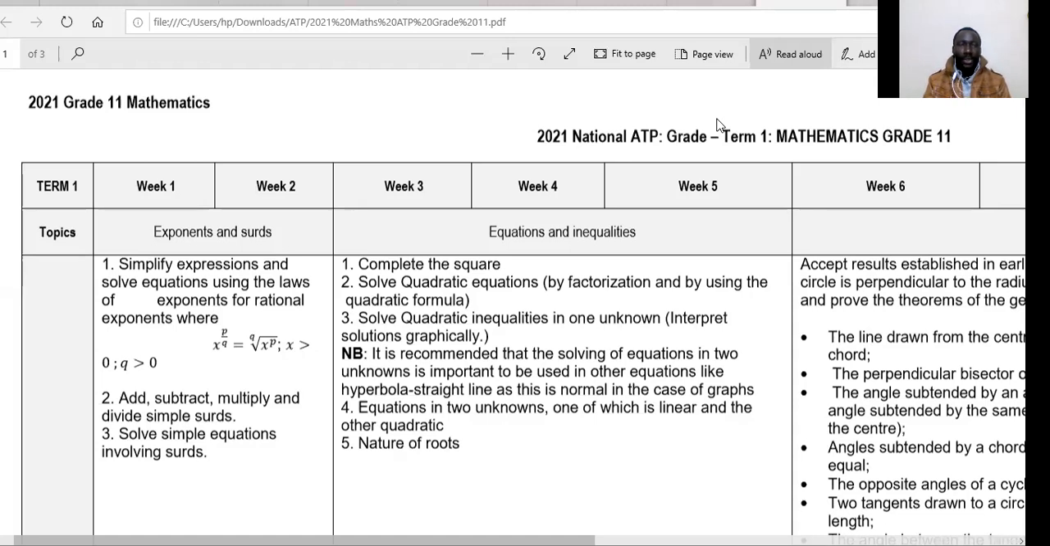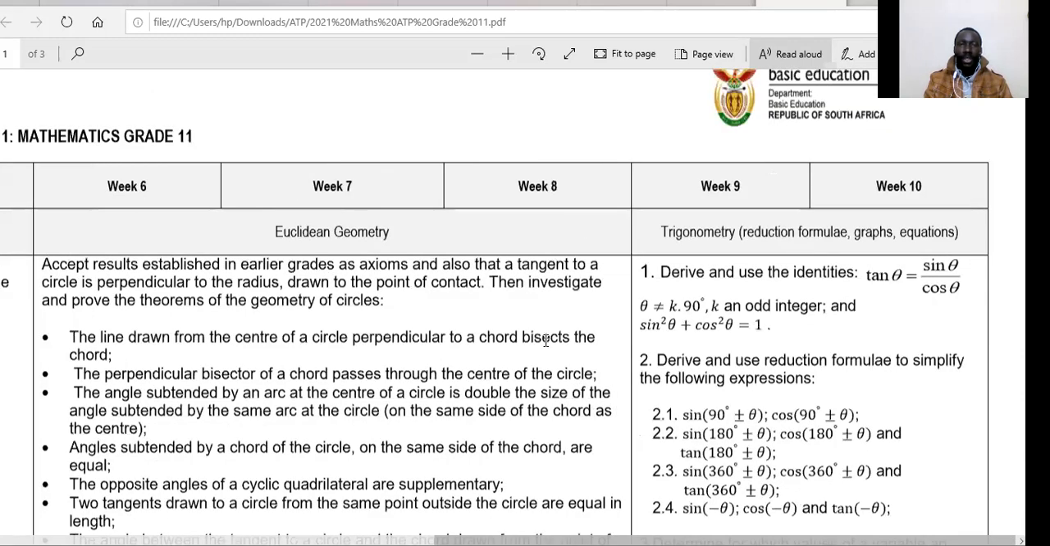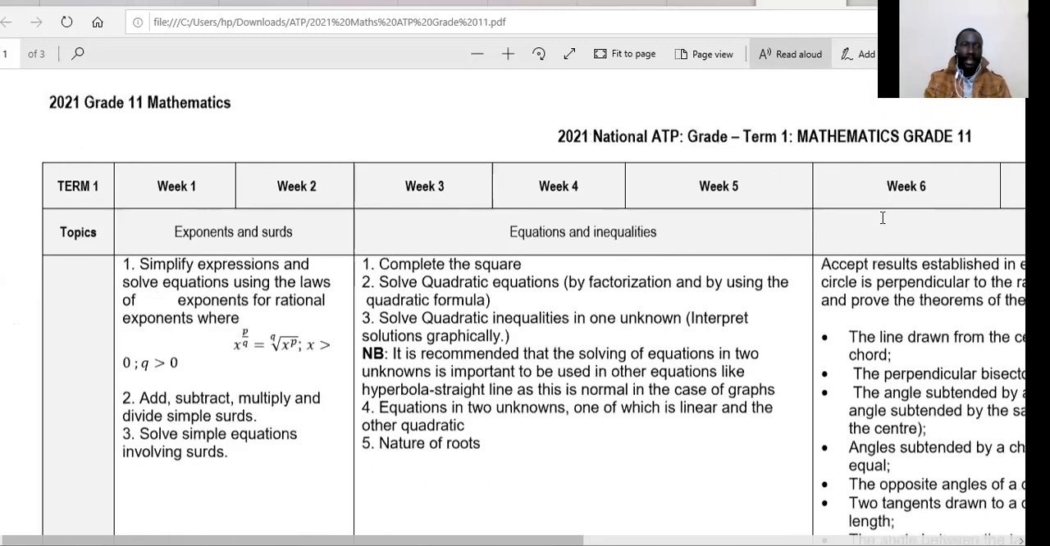And the design is in such a way that for each term, the topics are divided into weeks, or the topics are divided into subsections that are then taught during the week. For example, as you can see here, we have week 1, then week 2, week 3, week 4, week 5, week 6, like that, up to week 10. So first term has got 10 weeks, and the topics in first term are indicated here.